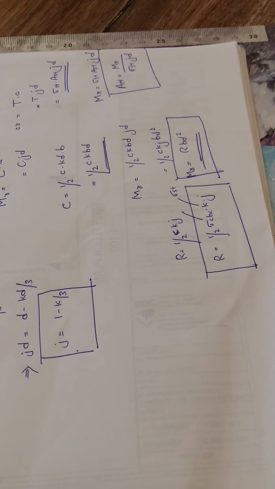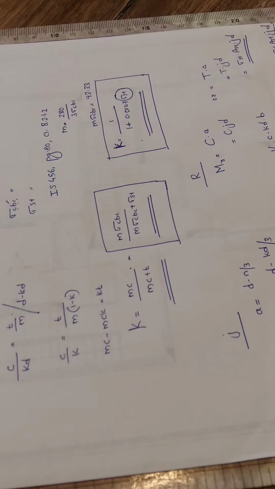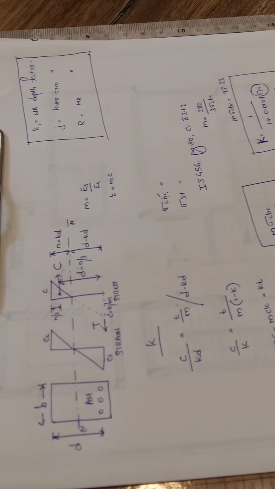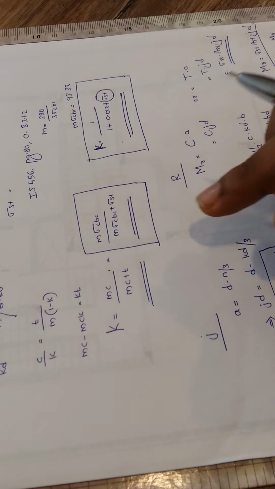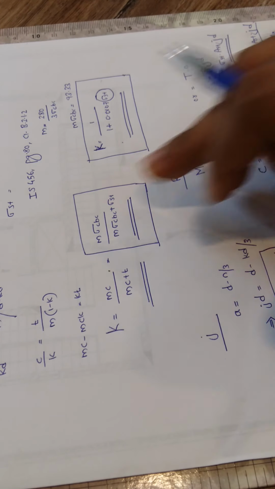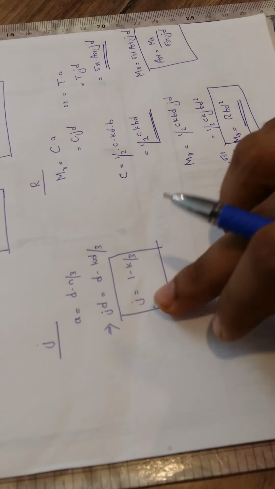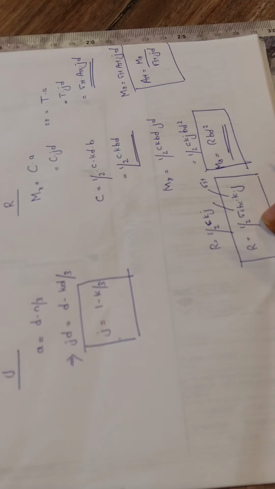So this is what we were discussing in this particular video. We found the values of k, j and R. k is nothing but m sigma cbc divided by m sigma cbc plus sigma st, j is nothing but 1 minus k by 3, and R is nothing but half sigma cbc k j. Thank you.